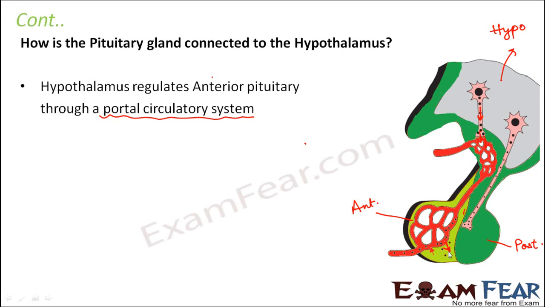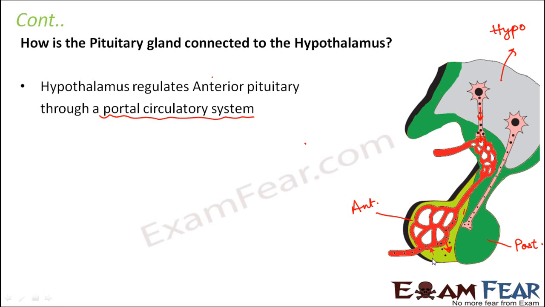So it actually sends it to the anterior pituitary, and then the anterior pituitary gets controlled. If it is a releasing hormone, then the anterior pituitary will start synthesizing and secreting some hormones. If it is an inhibiting hormone, then the anterior pituitary will stop synthesizing and stop secreting some hormones. So that is how the hypothalamus will control the anterior pituitary.